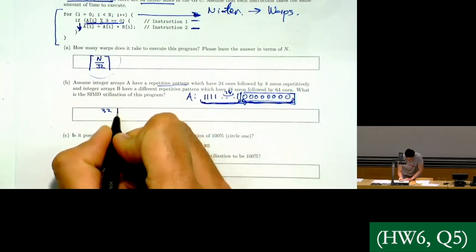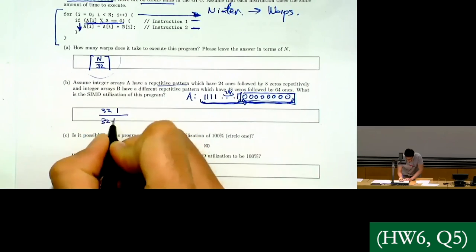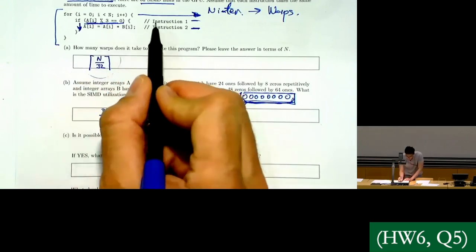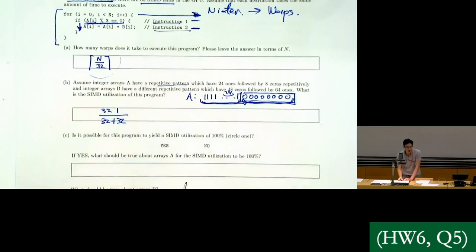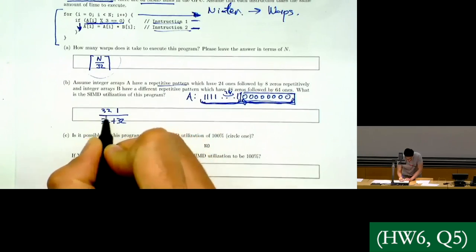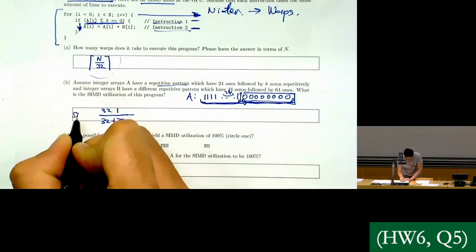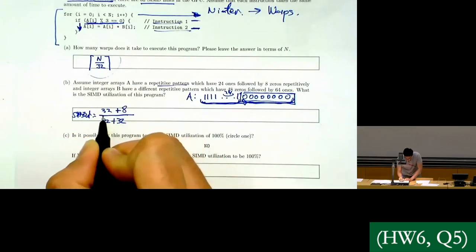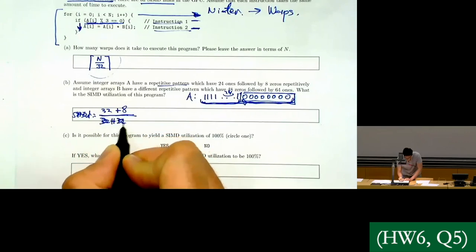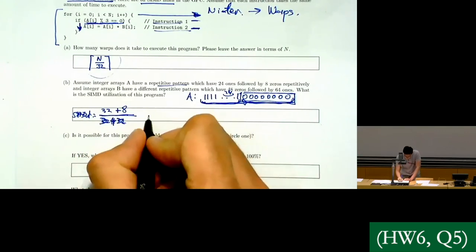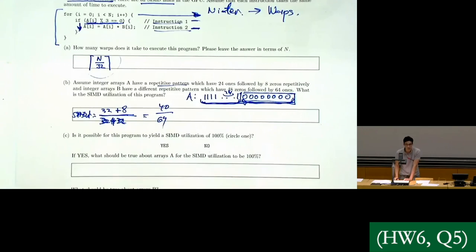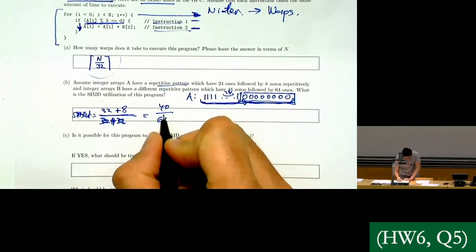So, out of 32 plus 32, that would be the maximum number of threads that we have executed in instruction 1, and then instruction 2, threads that belong to the same warp. The SIMD utilization in this case is 32 plus 8 divided by 32 plus 32. So this is 40 divided by 64. So that's the answer to this part B.